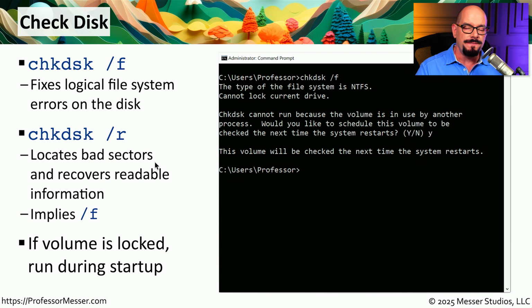One common thing you may find when running a checkdisk on your local drive is that the volume will be locked. It will only be able to perform this checkdisk function when the system is starting up. This is exactly what happened when I tried to run the checkdisk command with the /f. It said the type of the file system is NTFS, but checkdisk cannot run because the volume is in use by another process. Would you like to schedule this volume to be checked the next time the system restarts? And I said yes, and it confirmed that this volume will be checked the next time the system restarts.